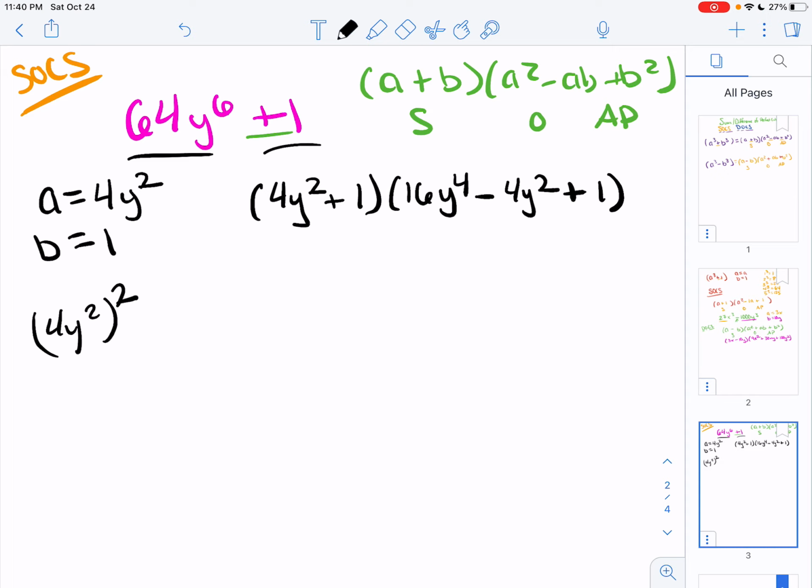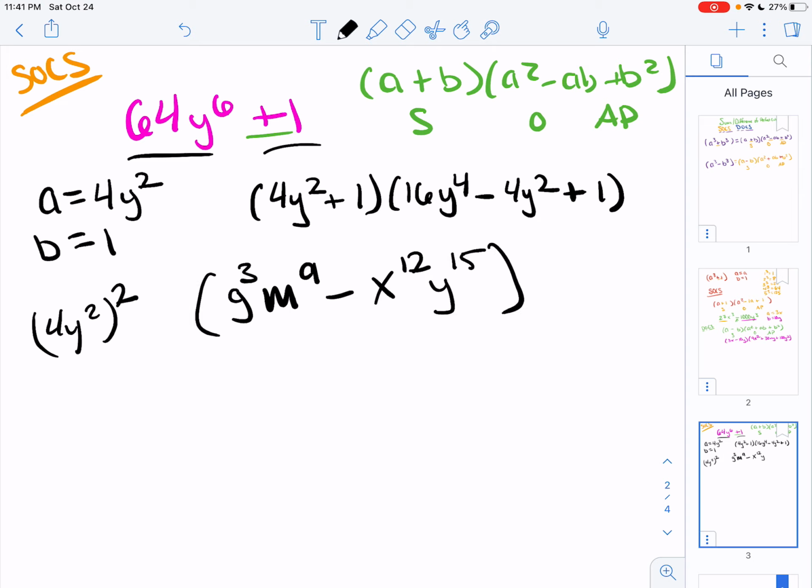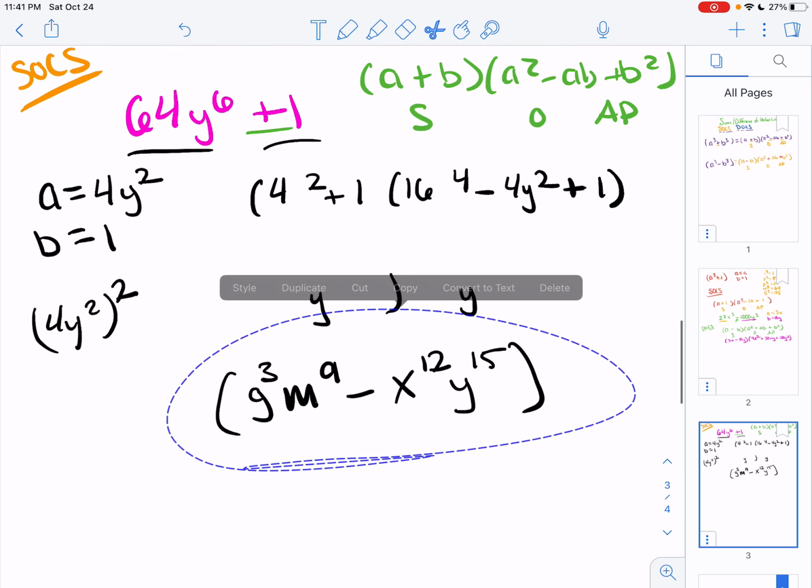Alright, let's do one more. Let's see if I could find a good one to do. Let's do m to the 9th minus x to the 12th. Let's try that. And we'll also put a g to the 3rd in here. And why not put a y to the 15 in here? So let's make it really, really, really ugly. Because if we could do this, then it should be easy. Alright.